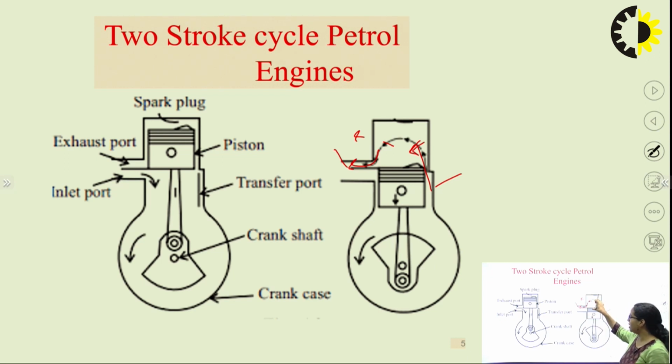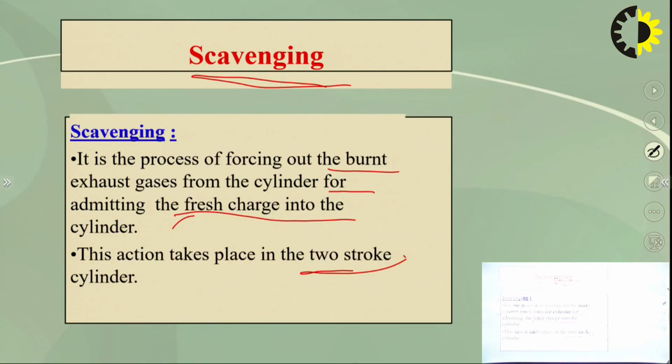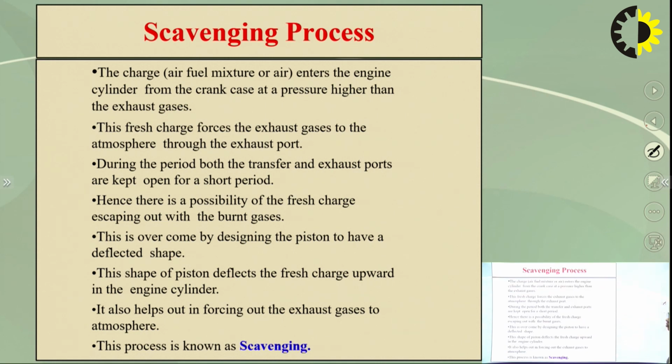So simultaneously two things are done here. One is forcing out of the burnt gases and admitting the fresh charge into the combustion chamber. These two things done simultaneously in this way is known as scavenging. So there are some points to remember in scavenging.